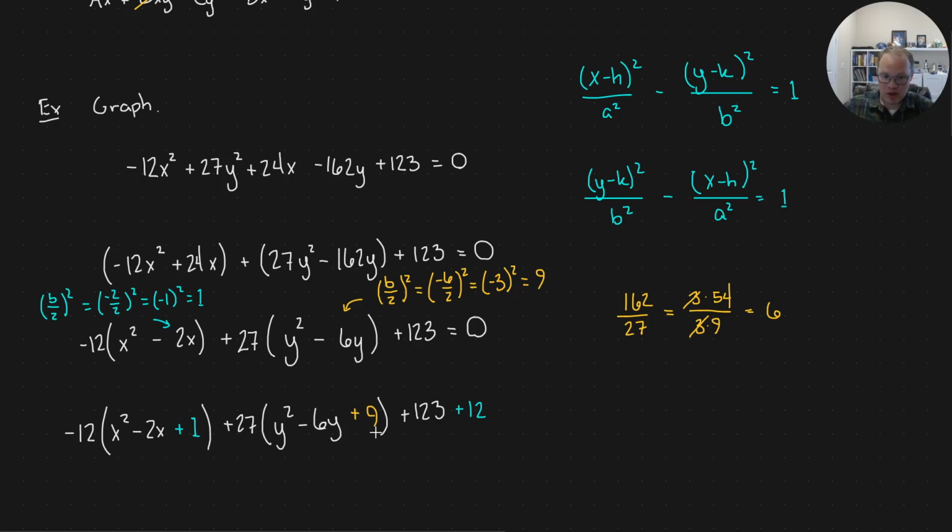Same thing over here. I didn't really add in a 9 here. I added 27 times 9. So if I'm adding in 27 times 9, I also have to subtract 27 times 9. And I'm lazy, so I'm not actually going to multiply that out. Maybe we'll multiply it out later, but sometimes it works out and simplifies on its own. So we'll see.